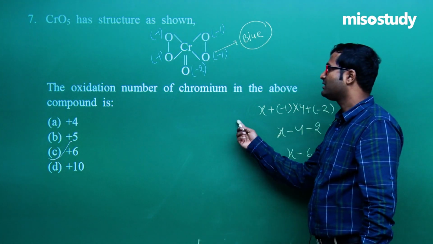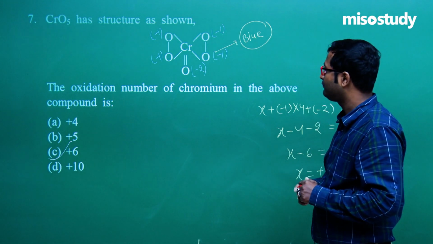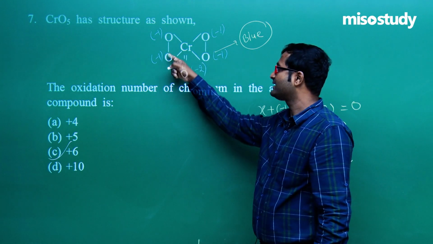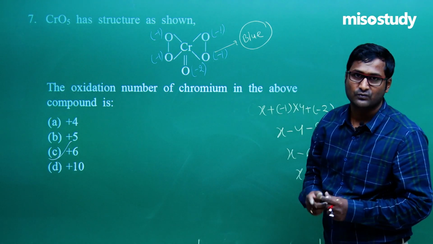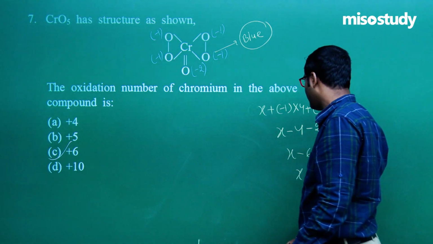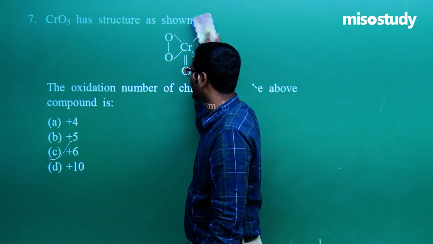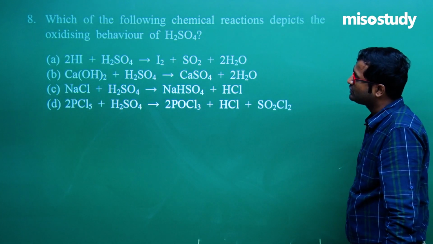Clear to you? This is a butterfly structure. So in case of peroxy linkage, you have to focus on the things. If there is a peroxy linkage, the oxidation state of oxygen is -1, not -2. Clear? Now I am going to rub this part and we'll discuss the next one. Wait for a moment. The next question is question number 8.